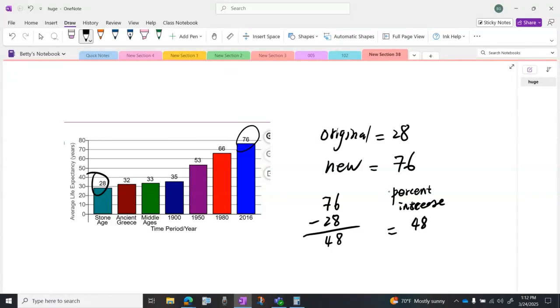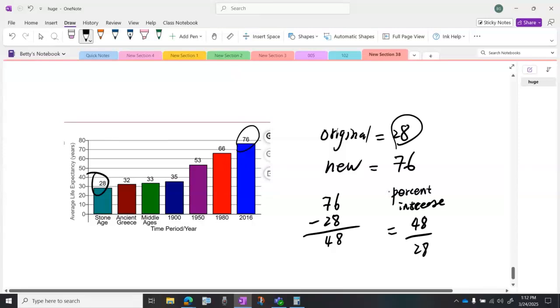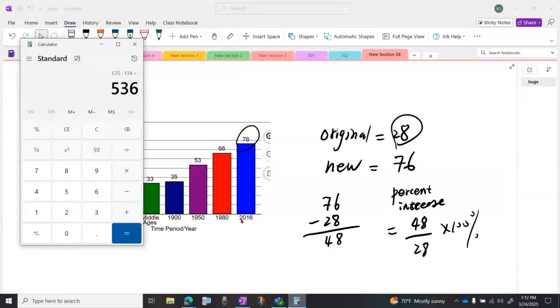We use the increased amount to divide by the original, very important. Divide by original, okay? And then multiply by 100 and attach the percent sign. So that's what we do. The increased amount is 48 years.